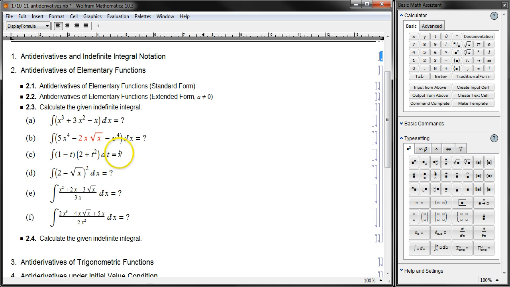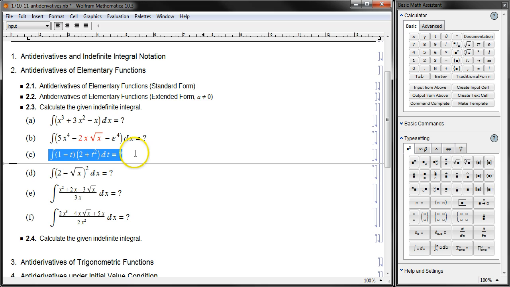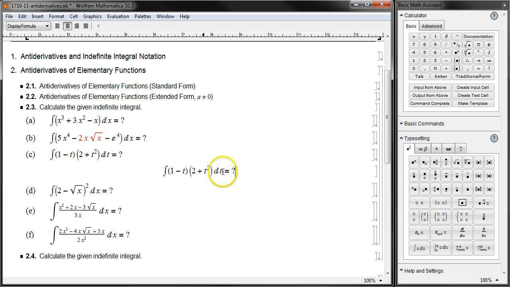So what do you do? My suggestion, break apart. Use the FOIL method. So how does that thing work? First, 1 times 2, and then outside, 1 times t squared. Now inside, minus t times 2. And then finally last, minus t times t squared.